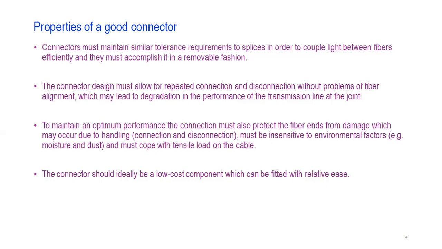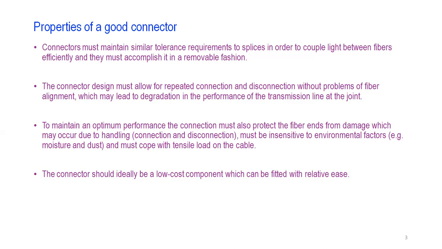After a repeated number of connections and disconnections also, for the next time you are connecting it, like if you have done the connections and disconnections 1,000 times, and if you are trying to connect again for the 1,001st time, then it should not change the fiber line. The input fiber and the output fiber should come in a line, otherwise it may lead to degradation in the performance of the transmission line at the joint. If there is a misalignment, then there will be degradation in the performance. Performance is going to decrease.